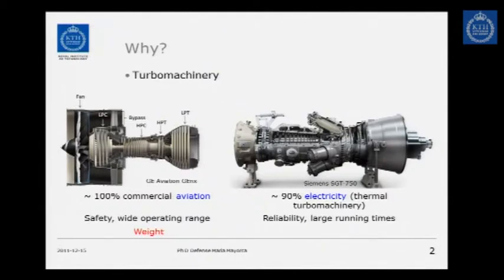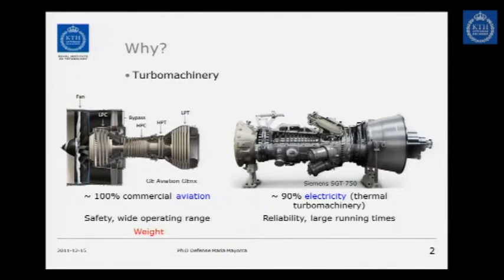Around almost 100% in aviation, we have gas turbines. In gas turbines, we have many concerns. One is safety, of course, and also we need to operate in a very wide operating range. And we have to do this with these weight constraints.